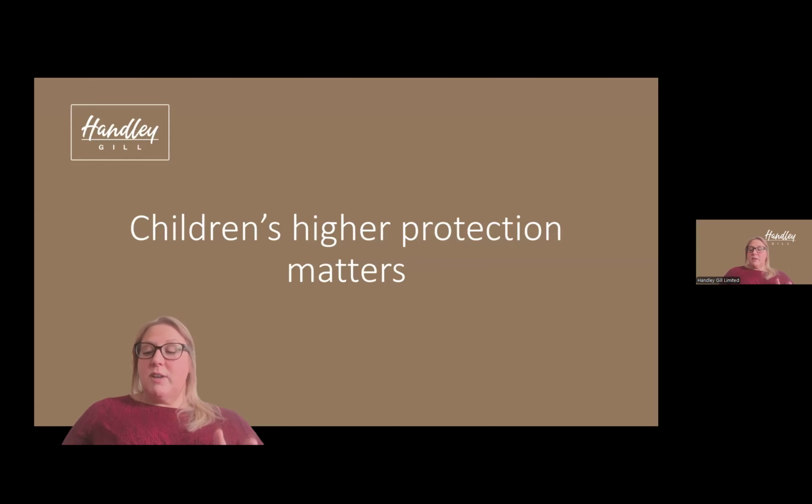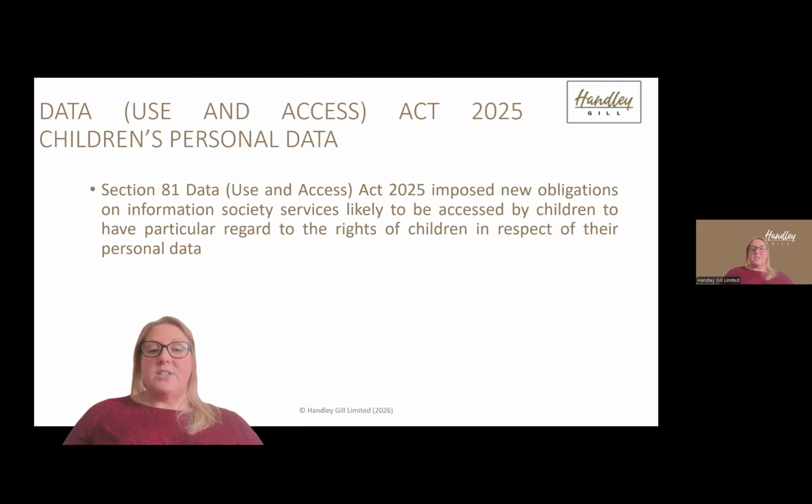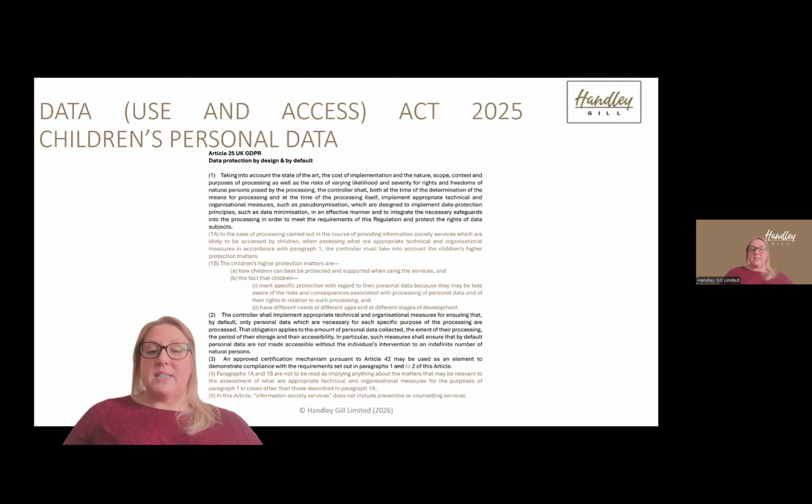The next change was in relation to children's higher protection matters. So Section 81 of the Act imposed new obligations on information society services likely to be accessed by children, requiring them to have particular regard to the rights of children in respect of their personal data. That's been achieved by amending Article 25 of the UK GDPR on data protection by design and by default, and introducing new Articles 1A and 1B.